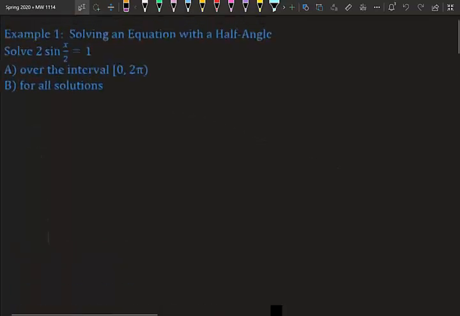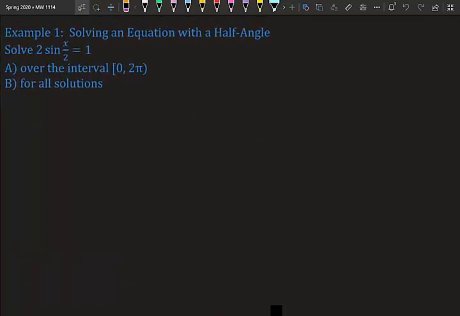Alright. Solving an equation with half angle. So how do we know to use half angle? Right there, we see it. It's x over 2, theta over 2, a over 2, variable over 2. That's how we know it's half angle. So let's solve 2 sine x over 2 equals 1 over the interval 0 to 2 pi, and we're going to find all solutions.